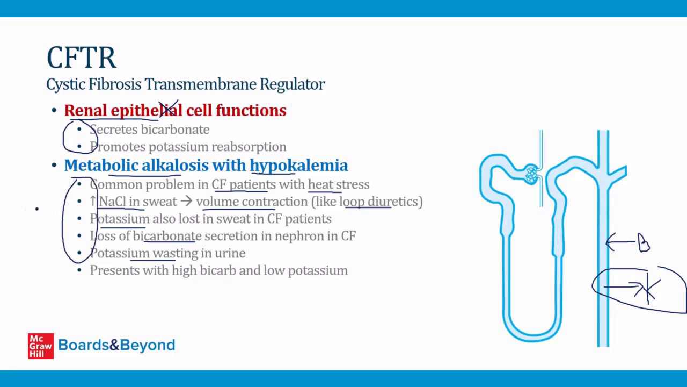I know it's a little bit confusing, but the net result of all these things I described here is that patients who have cystic fibrosis, if they have heat stress, can develop metabolic alkalosis with hypokalemia. They're going to present with a high bicarbonate because they're not secreting bicarb as they should, and a low potassium because they're not reabsorbing potassium like they should.